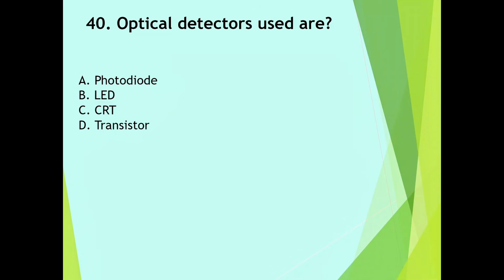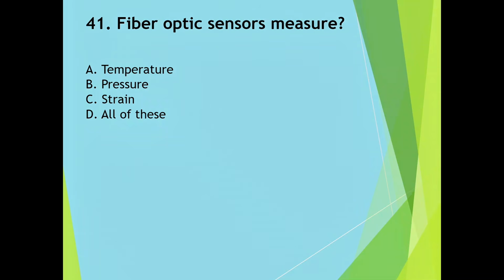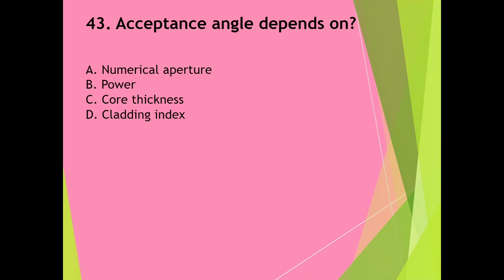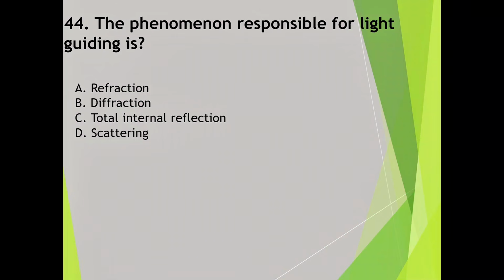So next question is, optical detectors used are photodiode, LED, CRT, transistor. Correct option is photodiode. Next question is, fiber optic sensor measures temperature, pressure, strain, all of these. So correct option is all of these. The typical wavelength used in optical communication is 850 nanometer, 1310 nanometer, 1550 nanometer and all of these. So correct option is all of these. So next question is, acceptance angle depends on numerical aperture, power, core thickness, cladding index. Correct option is numerical aperture.